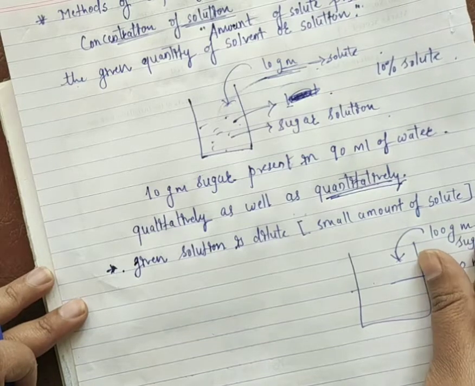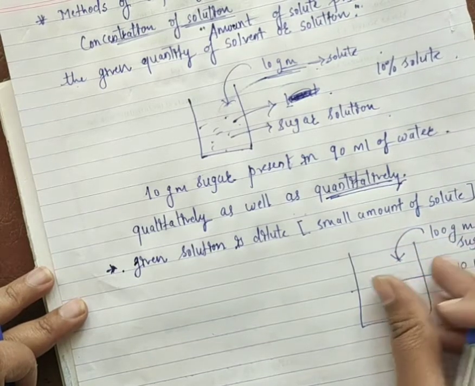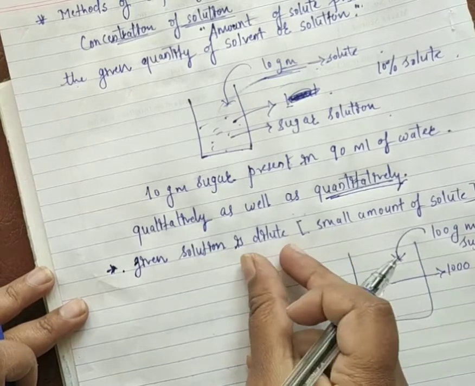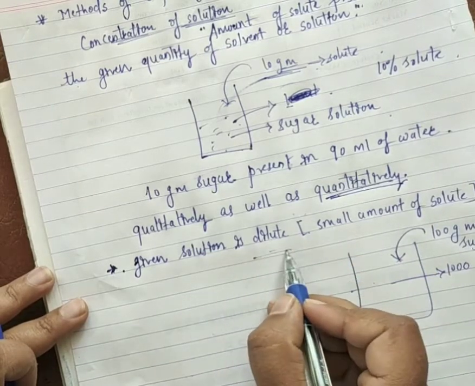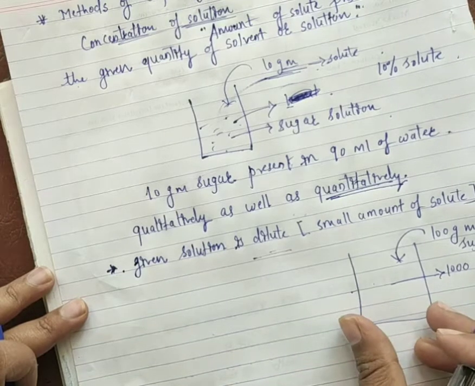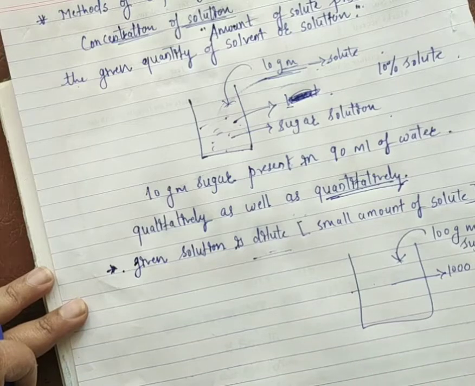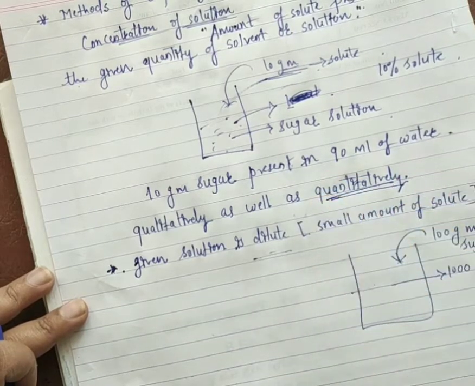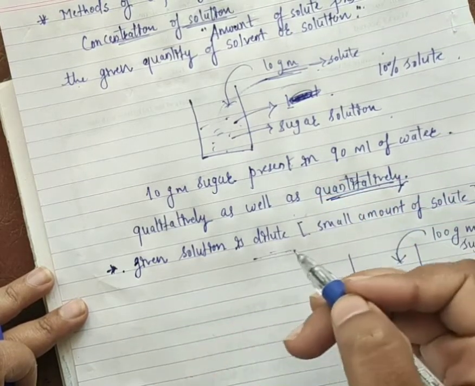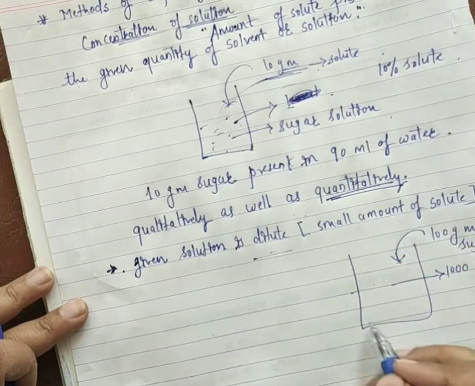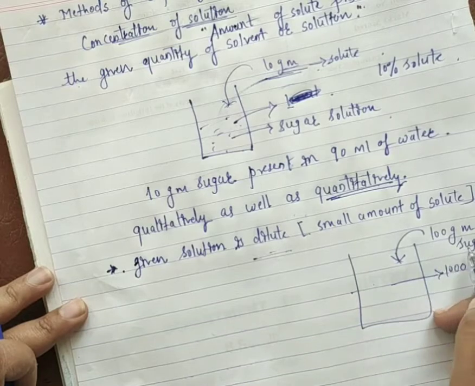Only a small amount of solute can be completely dissolved into the water, and whatever solution is formed will be dilute. It means what? In a given solution we have a small amount of solute. So in quantitative terms, if we say the given solution is dilute, it means that solution has a small quantity of solute.